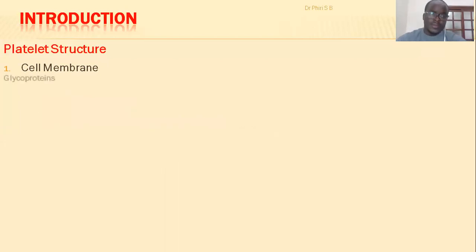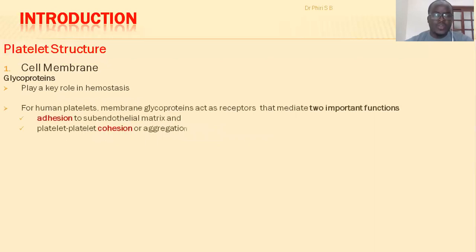Okay. Because we said the most important are glycoproteins and phospholipids, just a bit of information on the glycoproteins. What is the function of the glycoproteins? Like I've already said, they will function as receptors in most cases, so they will play a key role in hemostasis. For human platelets, the membrane glycoproteins act as receptors that mediate two important functions.